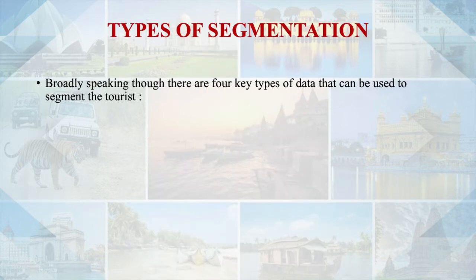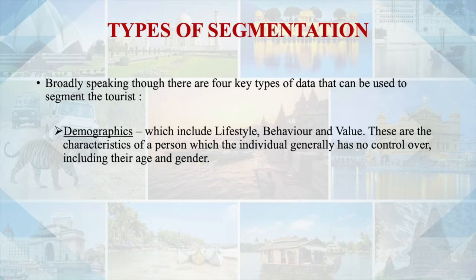Now, there are a number of ways in which we can segment the tourist market. Broadly speaking, though there are various ways, we focus on certain types of data to segment the tourist. The first is demographic data, which includes gender composition, behavior, and values. These are the characteristics of the person over which an individual has no control.